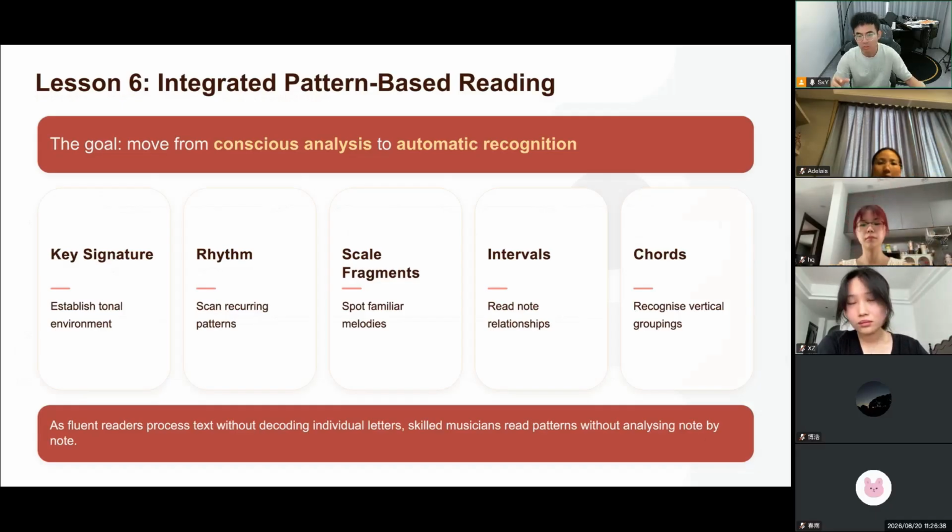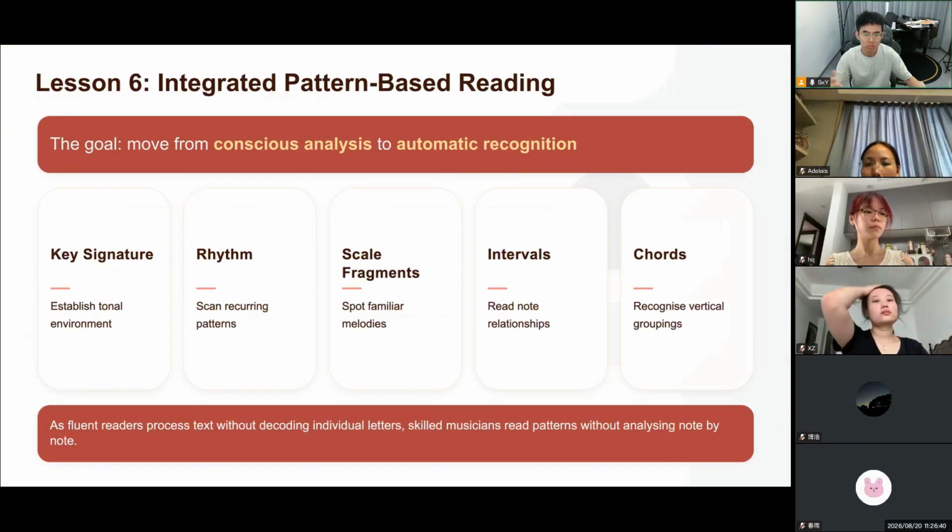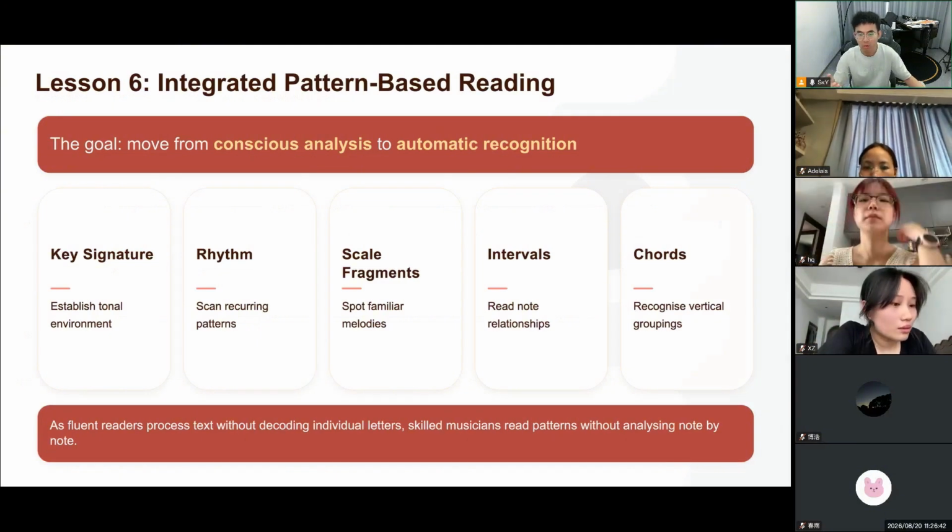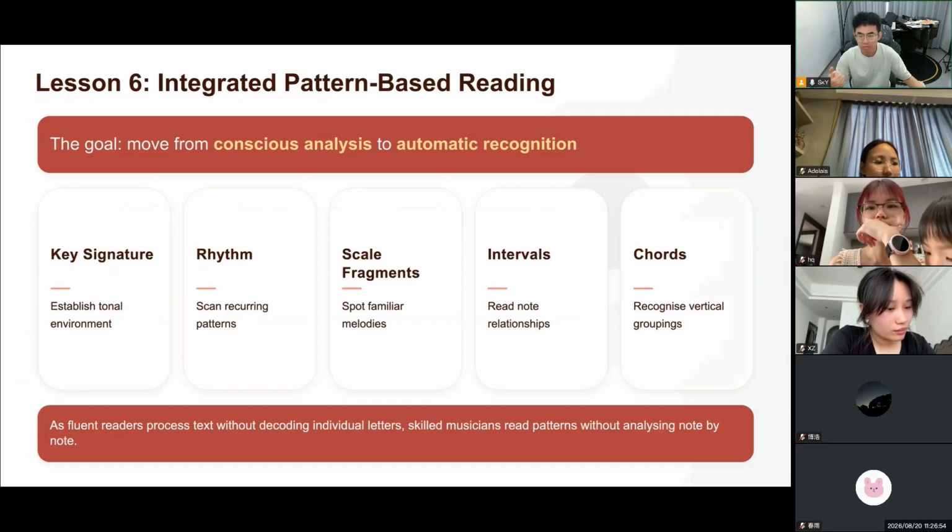Lesson 6 does not introduce any new teaching content. The main goal of this lesson is to review and apply the 5 patterns learned in the previous 5 lessons. In the early lessons, students learned different types of musical patterns, including first, key and key signature identification. This helps students understand the musical environment of a piece.